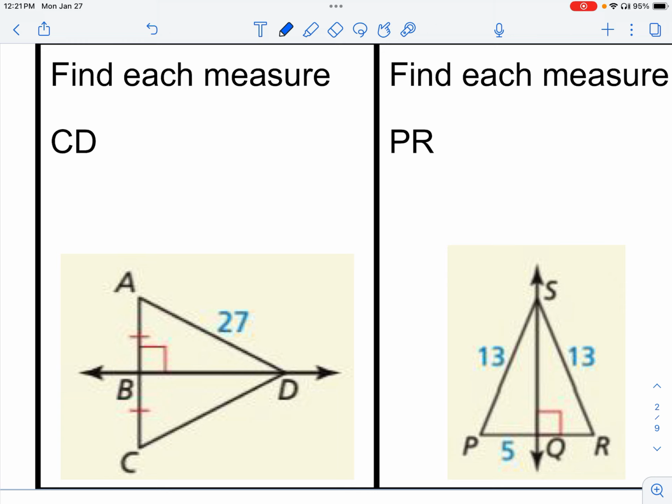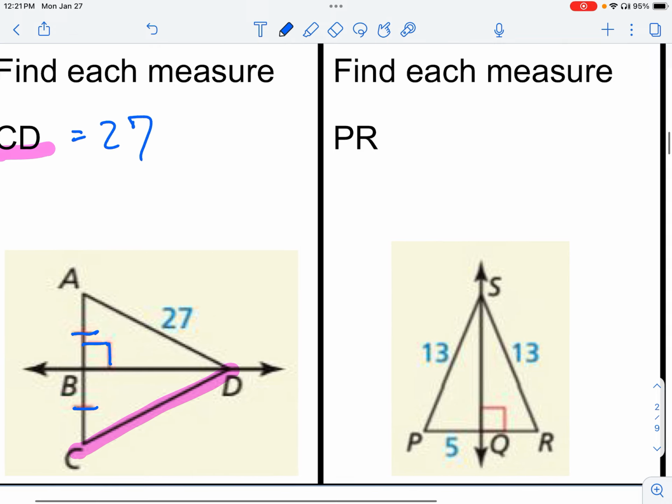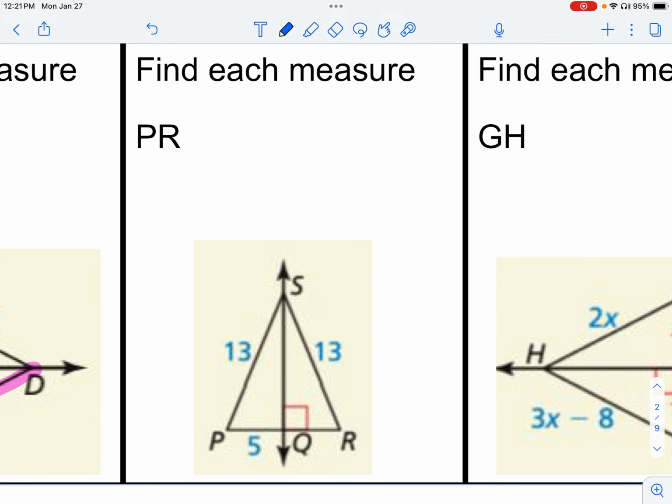A couple more. CD. CD is right here. D is a point on the perpendicular bisector, so AD is going to equal CD. So CD is 27. PR. PR is here. We have part of PR, but we know SP and SR are the same. SQ is perpendicular. So PQ is going to equal QR. So PR, which is the whole thing, is going to be 5 plus 5, or 10.